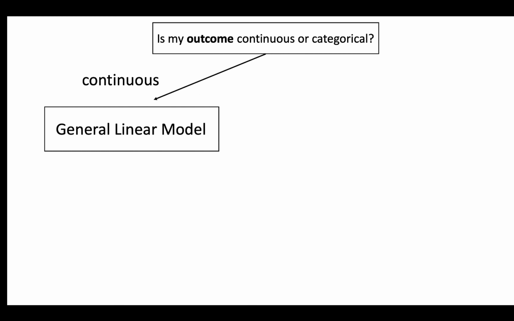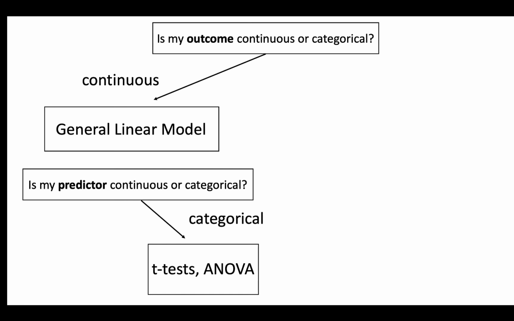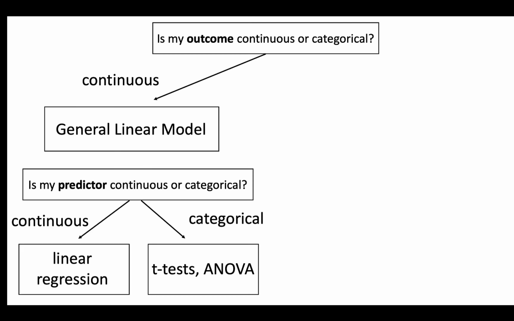The first decision we have to make is whether our outcome variable is continuous or categorical. If we decide that our outcome variable is continuous, we likely can use a family of statistical tests called the general linear model. Now, within the general linear model, we often want to specify the exact test that we're going to use. And to do that, we need to know whether our predictor variable is continuous or categorical. If our predictor variable is categorical, we'll use a t-test or an ANOVA. If our predictor variable is continuous, we'll use linear regression.